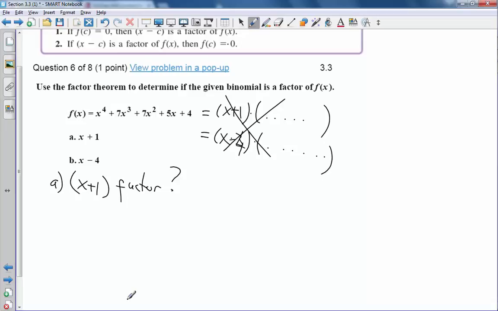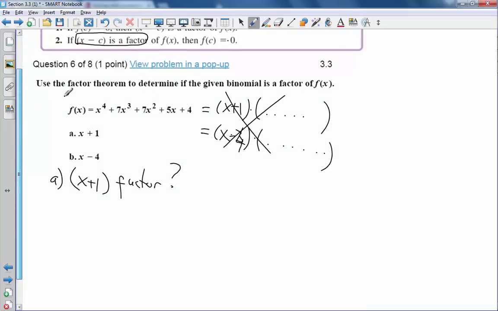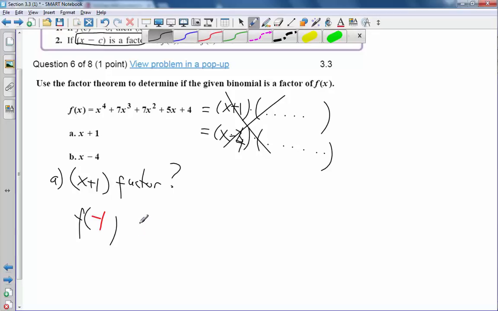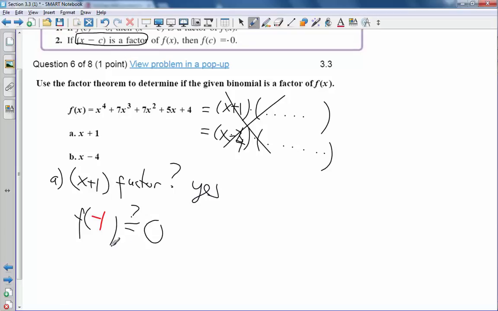If you want to find out if this is a factor by the factor theorem, all you need to do is enter the opposite of this number. What is the opposite of plus 1? Negative 1. Enter f of negative 1 and see if it makes it 0 or not. If it makes it 0, the answer is yes. Otherwise, if it's not 0, the answer is no. It can't divide it, so it's not a factor.